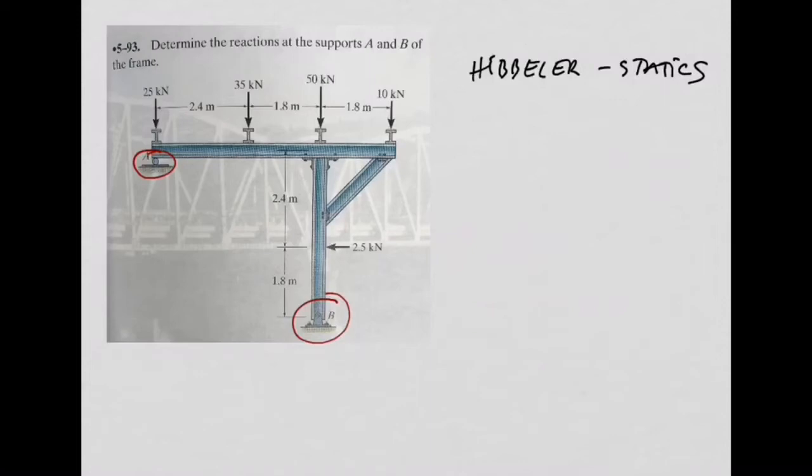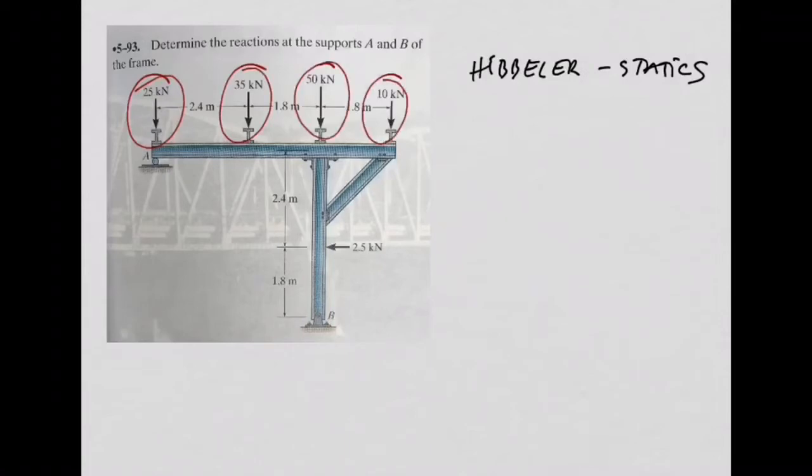It doesn't matter. Okay, so you have these supports. As we have seen, we are going to build the free body diagram. So we basically need to replace the supports with the reactions, right? So the type of supports you have is quite important for the free body diagram. And then you have all these loads applied. So you have these 25 kilonewtons here, 35, 50 kilonewtons, and 10 kilonewtons. And you also have these 2.5 kilonewtons over there. Okay?